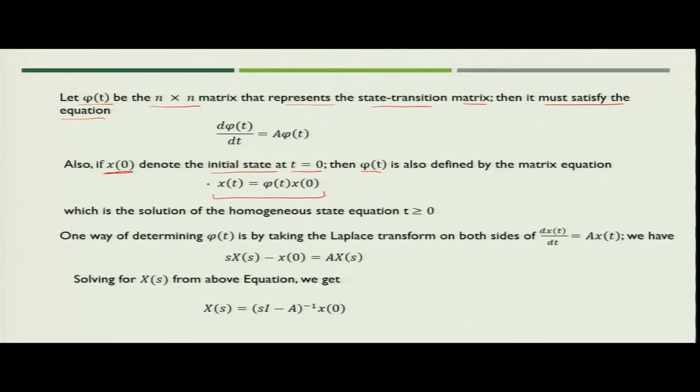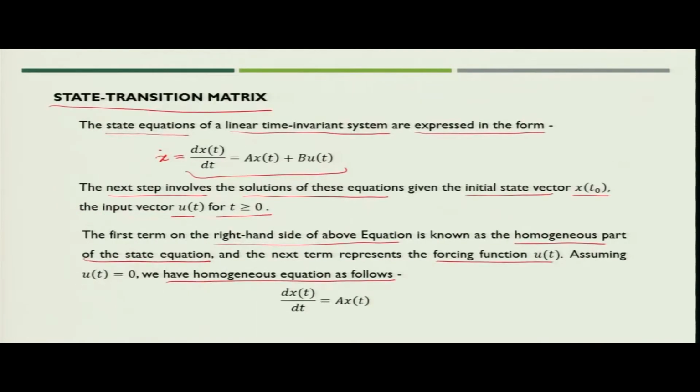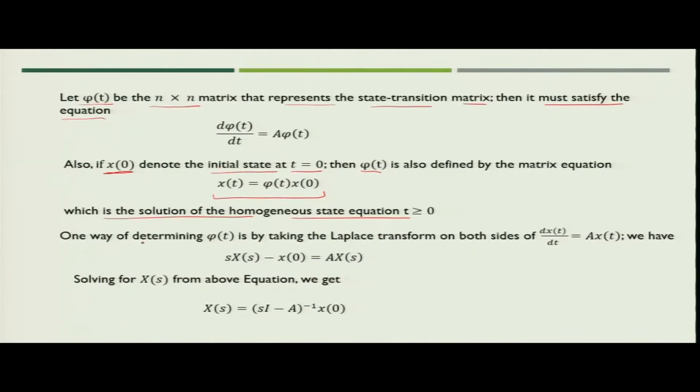So, this equation which you have got, x(t) is equal to phi(t) into x0, is the solution of the homogeneous state equation. Now, we need to find the value of phi(t) in terms of the other parameters which we have, like A, B and x. So, what we will do: the value of phi(t) can be determined by taking the Laplace transform on both sides of the homogeneous equation, that is dx/dt is equal to A x(t).